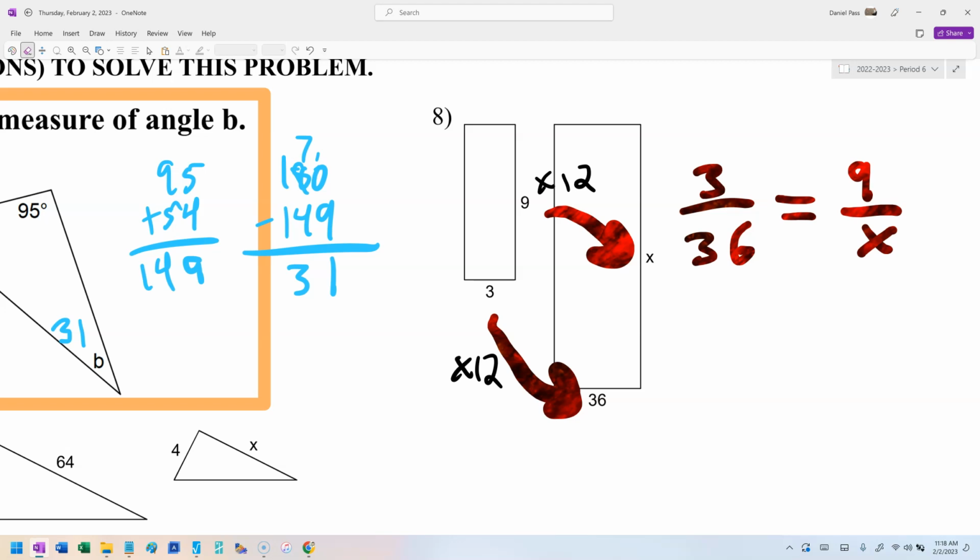And so here, times 12 makes, how much does it make? How much is x here? You told me before. 36. No, this one over here. 108. Yeah, 108. Good.